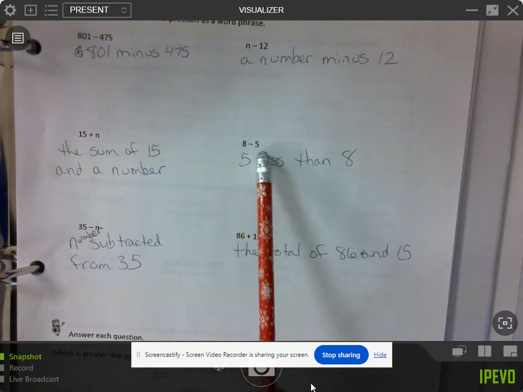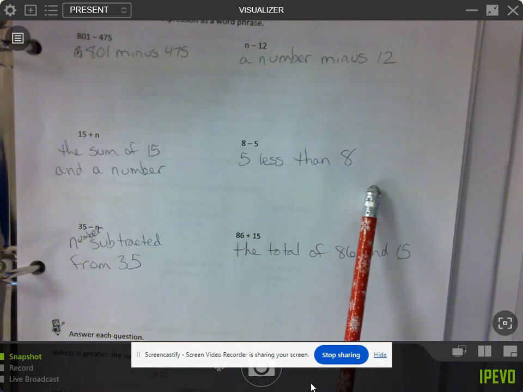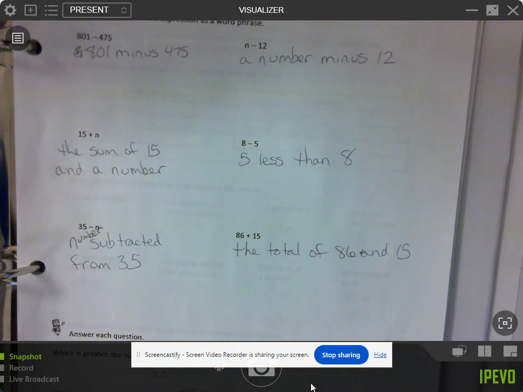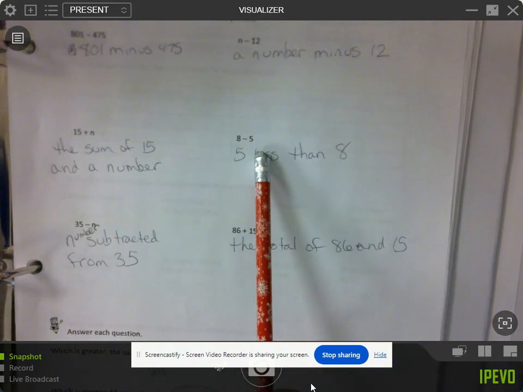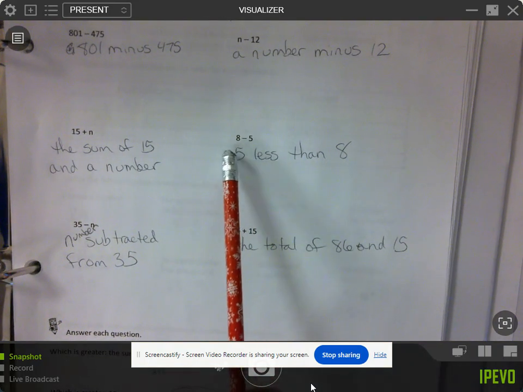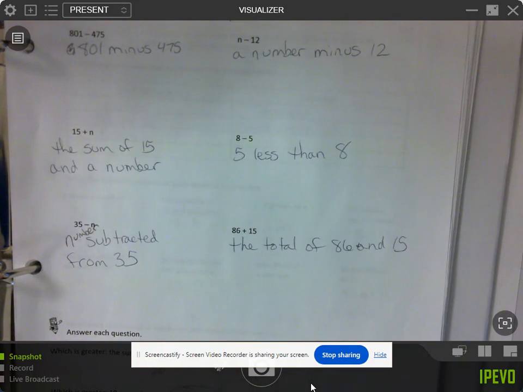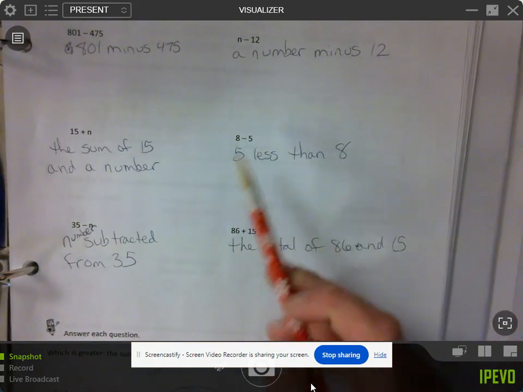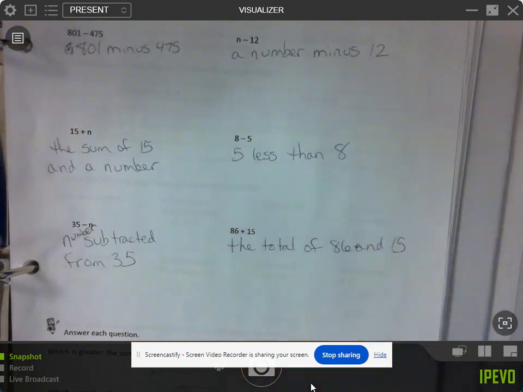So 8 minus 5, I put 5 less than 8. Did somebody put something different? Ava: Well, I just put 5 subtracted by 8. Is it 5 subtracted by 8? Because this has the 8 first. So if you put 5 subtracted by 8, it would be 5 minus 8, and you would get a negative 3. Very different answer, so you have to be careful with that. This is 8 subtracted by 5. Jimena: 8 minus 5 works.